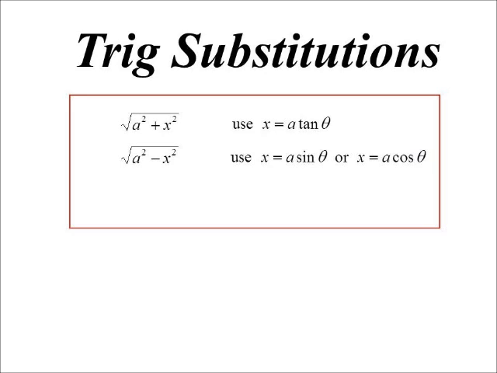If you had an a squared minus x squared, you'd use, well, it doesn't matter, either sine or cos, because then you'd get a 1 minus sine squared or a 1 minus cos squared, and you could change that one. And the other situation, of course, is x squared minus a squared. In that case, use a sec theta, because then you'd get sec squared minus 1, which is tan squared.